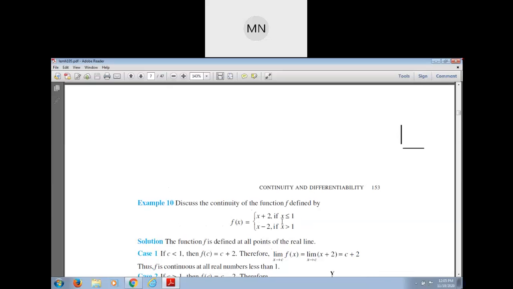Write this problem, and this is your homework for today. Discuss the continuity of f defined by: f of x equals x plus 2 if x is less than or equal to 1, and x minus 2 if x is greater than 1.